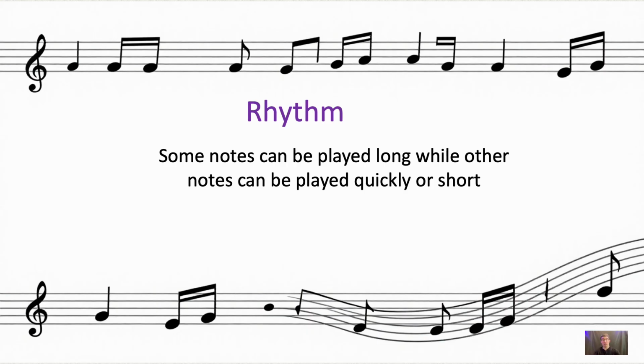There is also something called rhythm. The rhythm means some notes can be played long, while other notes can be played quickly or short. For the sake of this video, we're not going to talk about rhythm. That will be done in another video. All we are concerned about in this one is identifying the notes on the violin and on the music staff.